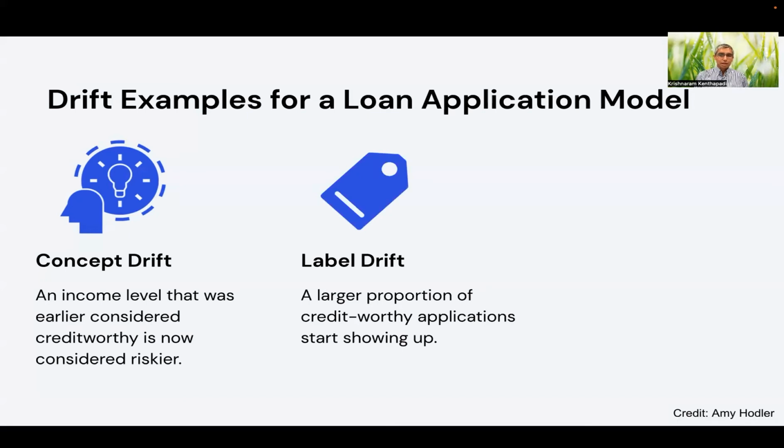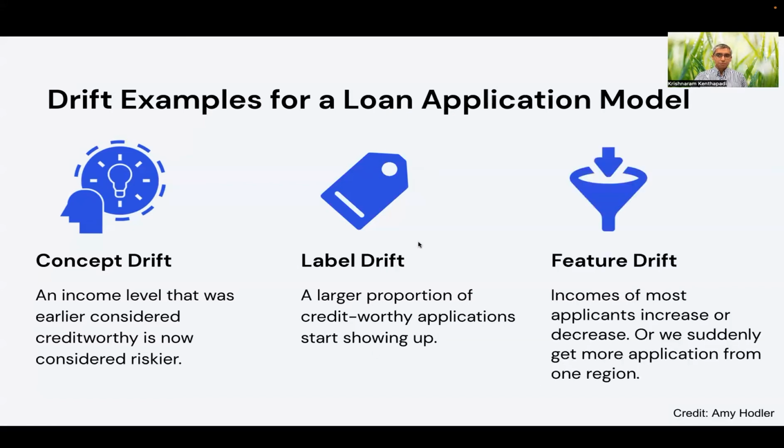An example of this might be a larger proportion of creditworthy applications may start showing up. This may simply be because the model may have been trained on the overall population, but may have been deployed perhaps in a more affluent area. As a result, the model starts seeing applicants who are more affluent and consequently maybe more creditworthy than the general population.